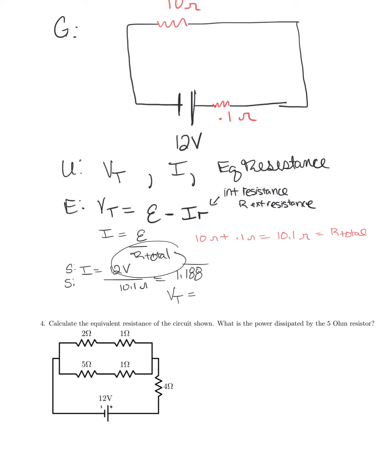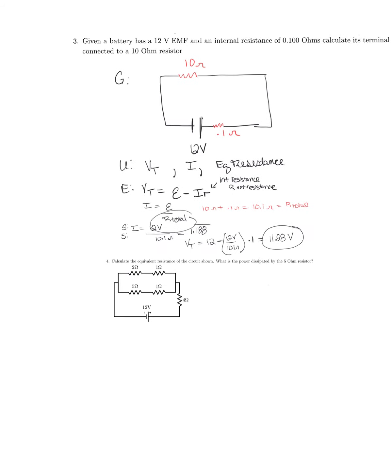We'll say terminal voltage equals EMF, which is 12, minus 12 volts divided by 10.1 ohms times our internal resistance, which we know is 0.1 ohms. Let's see what that equals. So we'll have 12 minus that times 0.1, and we get that our terminal voltage is 11.88 volts. And that's how you solve that problem.